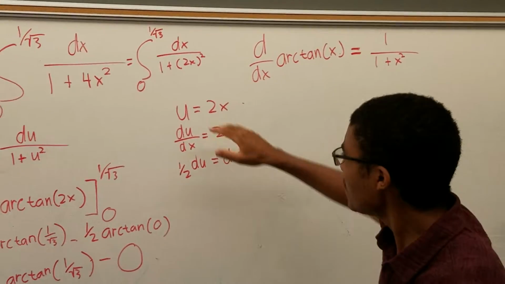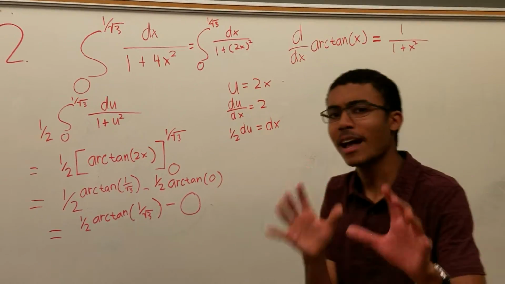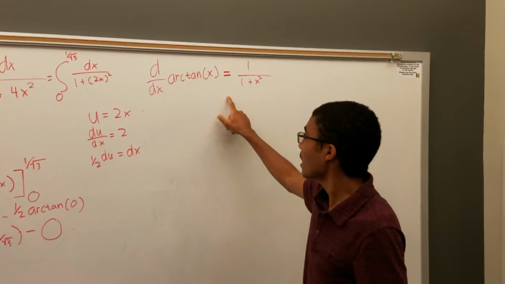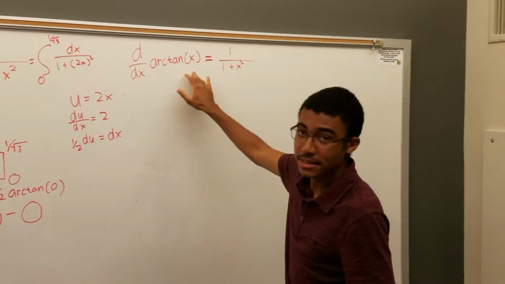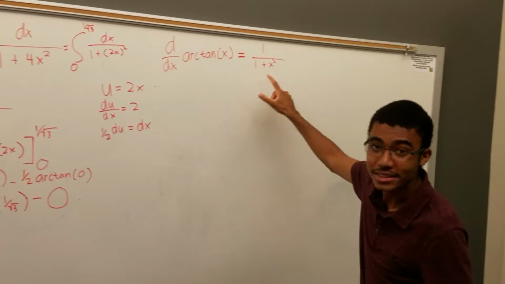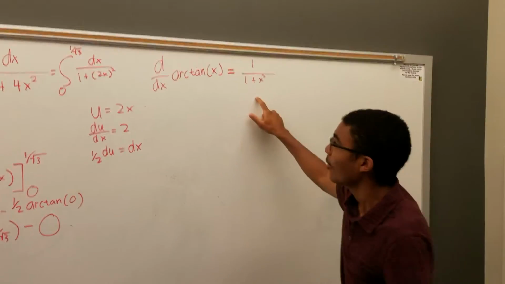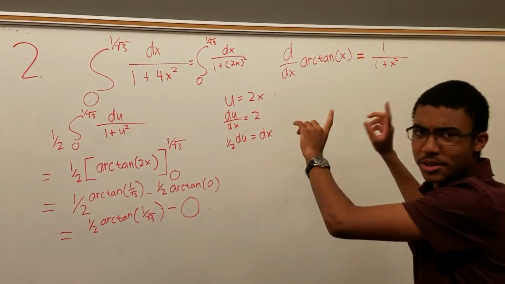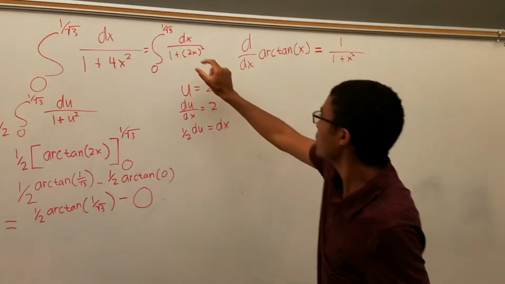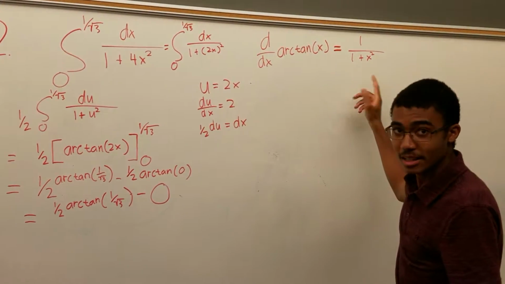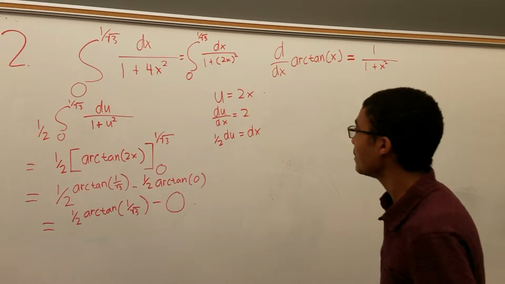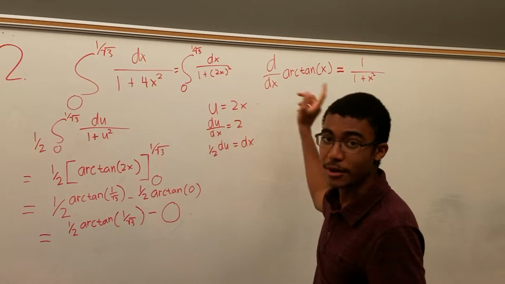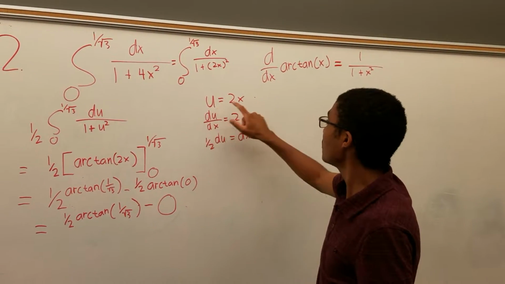The reason I wrote it like this is because, remember from our last video, one of the trig identities we need to remember is that the derivative of arctan of x is equal to 1 over 1 plus x squared. If you look at this function and that one, there are similarities. All I did here is plug in a 2x for x. That's useful, because it means we can use u sub, and u will be plugged in for x. So u equals 2x.